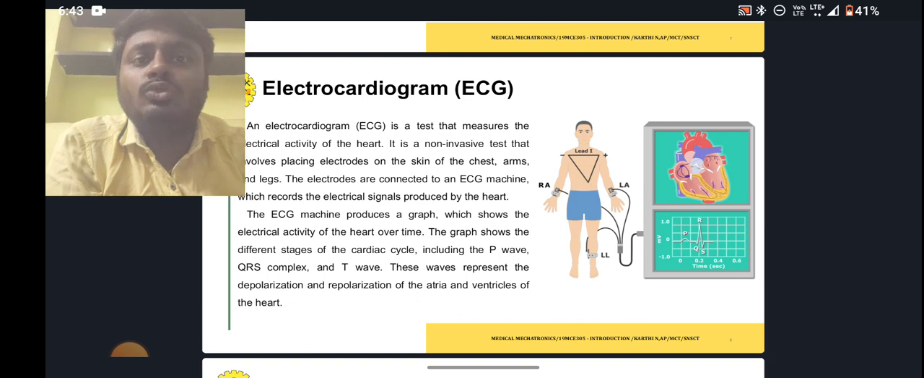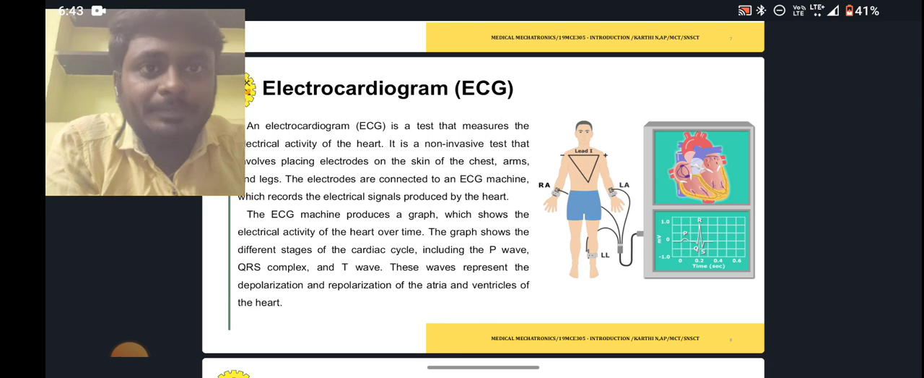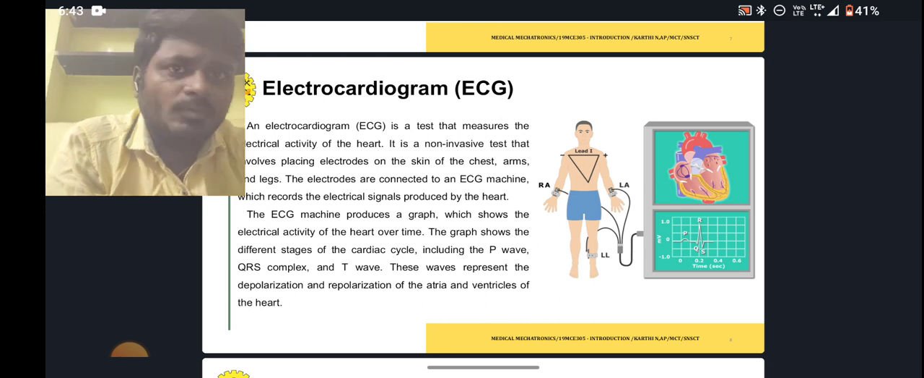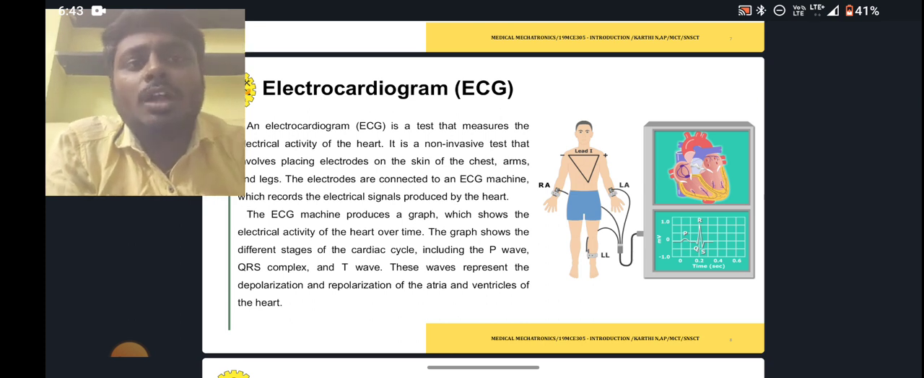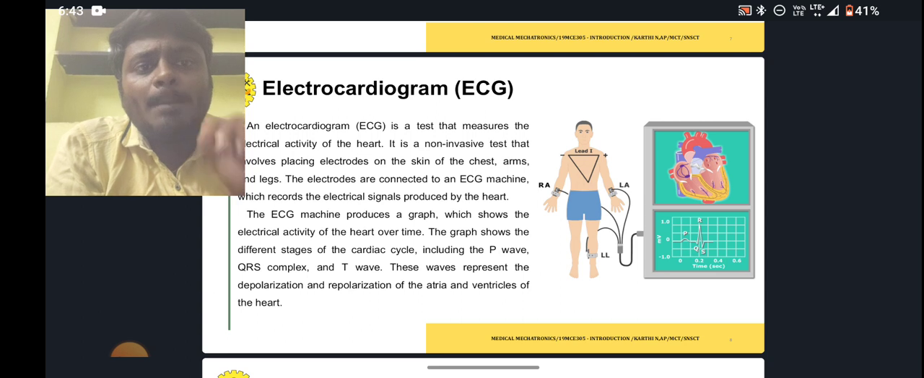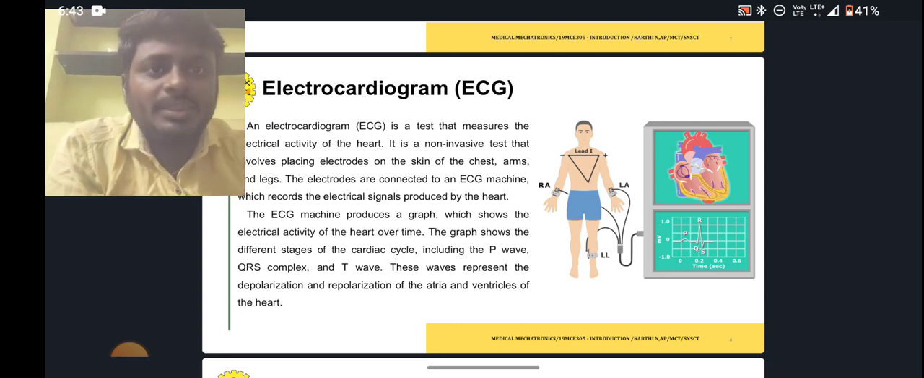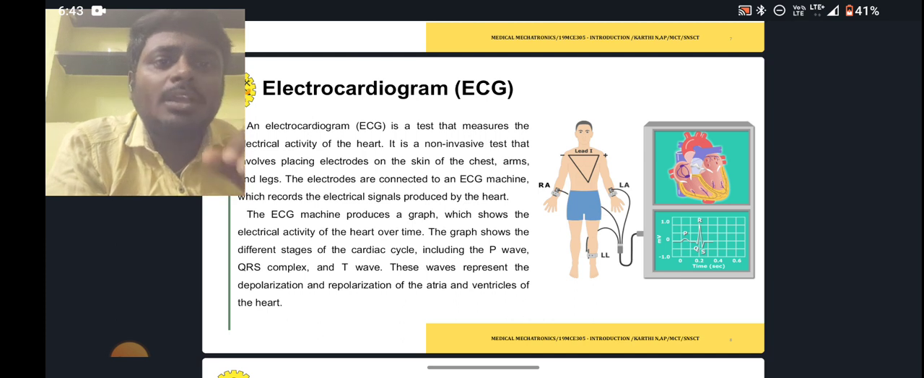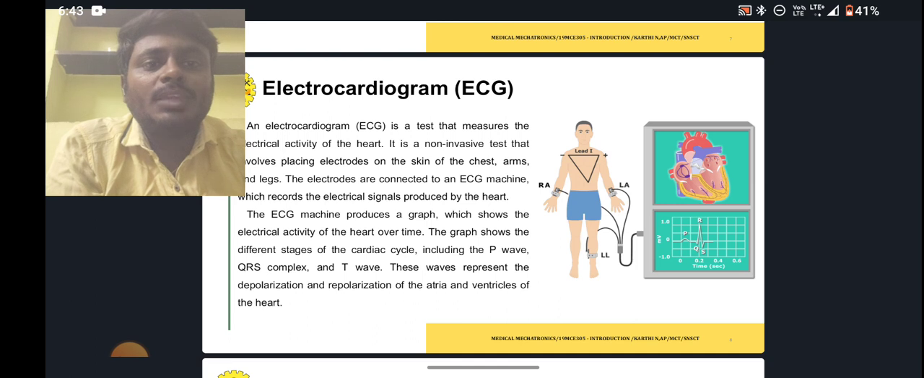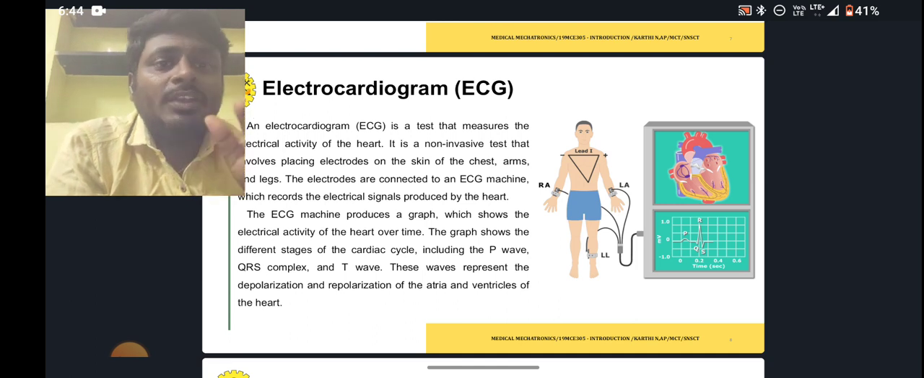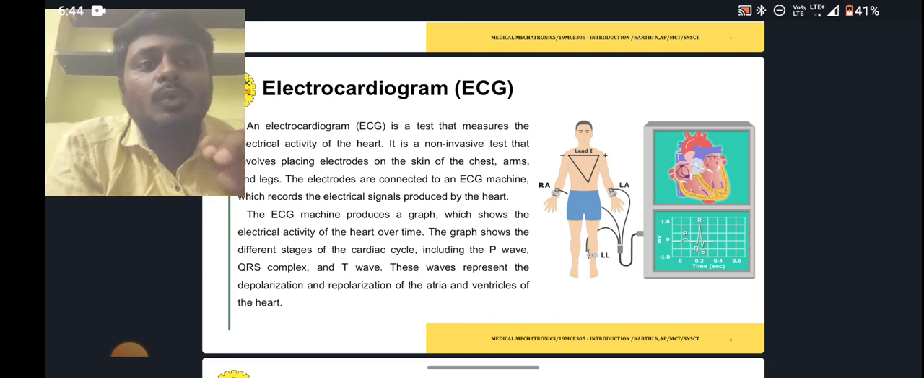Through the ECG we can get the heart activity of the human body. What is an ECG? An ECG, electrocardiogram, is a test that measures the electrical activity of the heart. It is a non-invasive test that involves placing electrodes on the skin of the chest, arms and legs. The electrodes are connected to an ECG machine which records the electrical signals produced by the heart. The ECG machine produces a graph which shows the electrical activity of the heart over time.